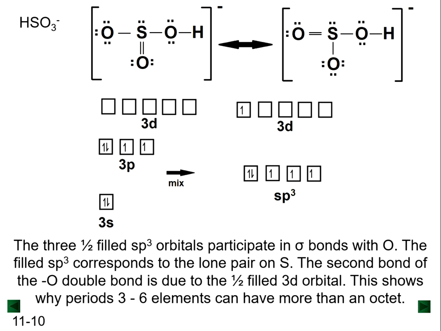This shows why the period 3 to 6 elements can have more than an octet, whereas the period 2 elements cannot, because there are no 2d orbitals that exist.